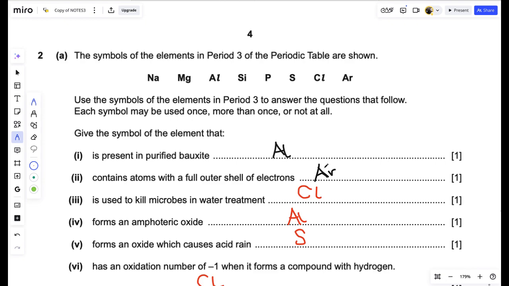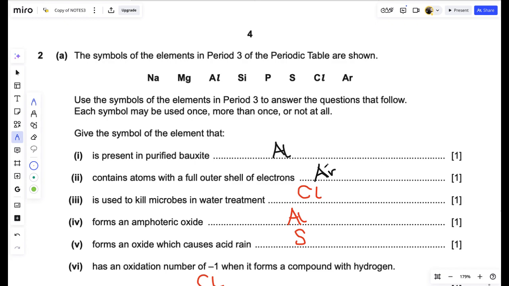Now the symbols of elements in period 3 of the periodic table are shown. Now we have sodium, magnesium, aluminum, silicon, phosphorus, sulfur, chlorine, argon. The symbols are only given. Now use the symbols of the elements in period 3 to answer the questions that follow. A symbol may be used once, more than once, or not at all.